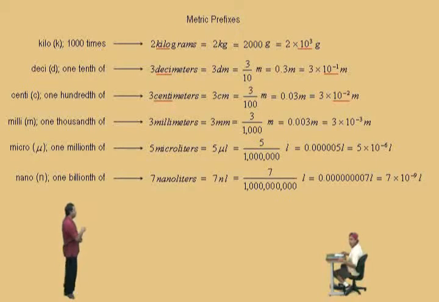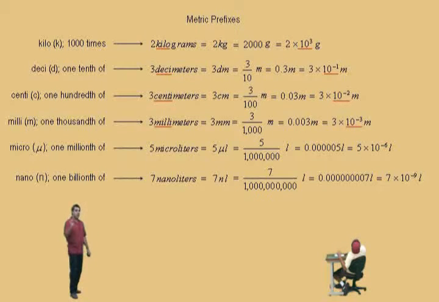Let's look at this next one. Milli. Milli means 1/1000th of. Look at the scientific notation. 3 times 10 to the negative 3. Remember, 10 to the negative 3 is 1 over 10 cubed, which means 1 over 1,000ths, right? And so 3 millimeters is the same as saying 3 times 10 to the negative 3 meters, because 10 to the negative 3 actually represents the milli, right?